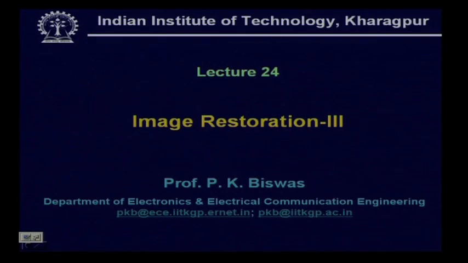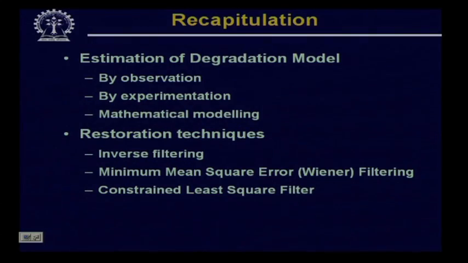For the last few classes, we were discussing restoration of blurred images. What we have done in our last class is estimation of degradation models. We have seen that whatever restoration technique we use, the restoration techniques mainly use a priori knowledge of the degradation model which degrades the image. So, estimation of the degradation model degrading an image is very important for the restoration operation.